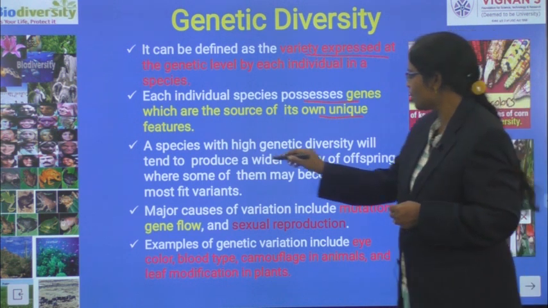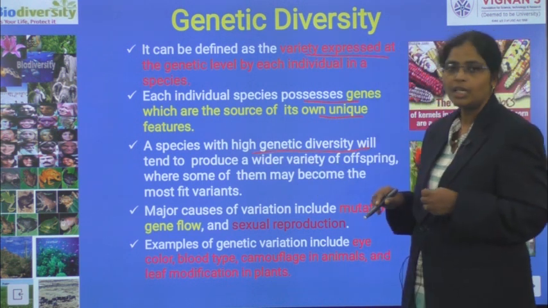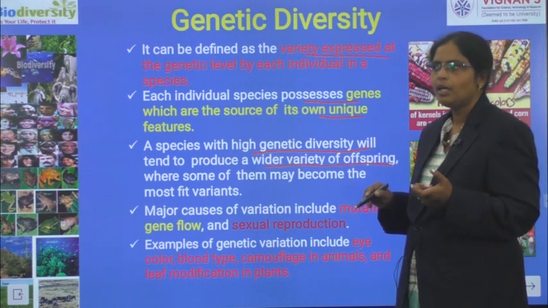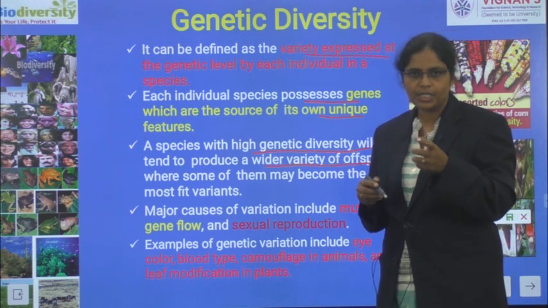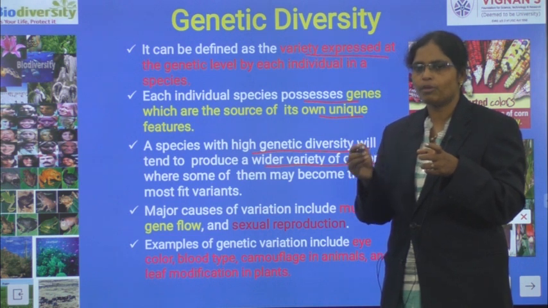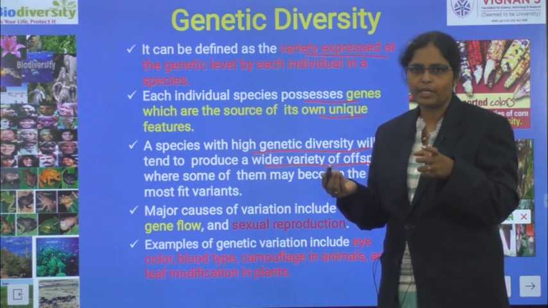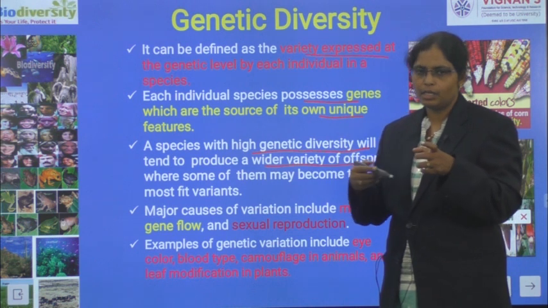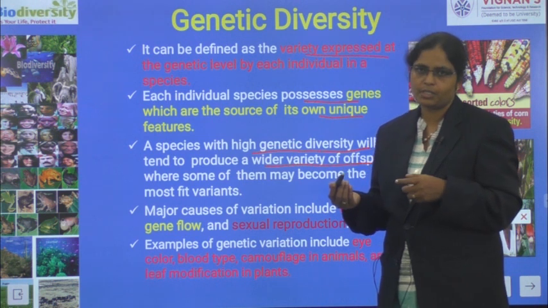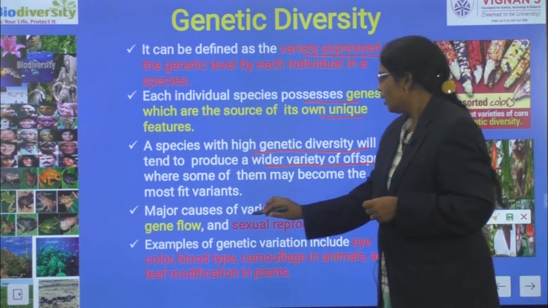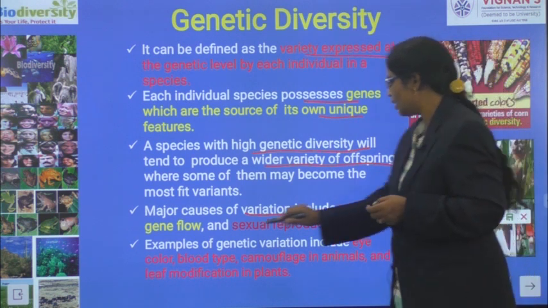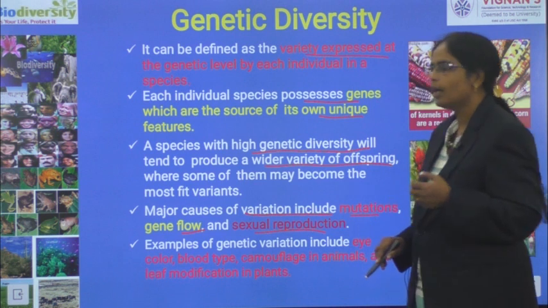And again, a species with high genetic diversity will tend to produce a wider variety of offspring. That means, for example, when one parent species is reproducing and producing offsprings with different mates, it produces a variety of species. And major causes of variation include mutations, gene flow, and sexual reproduction.